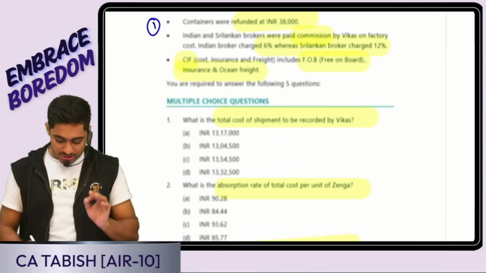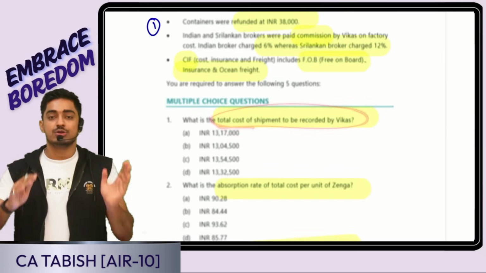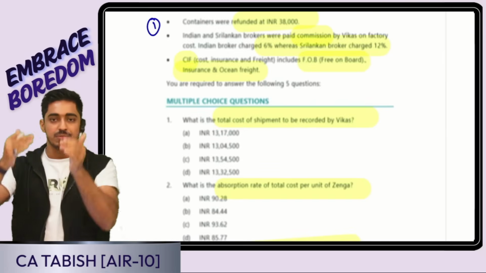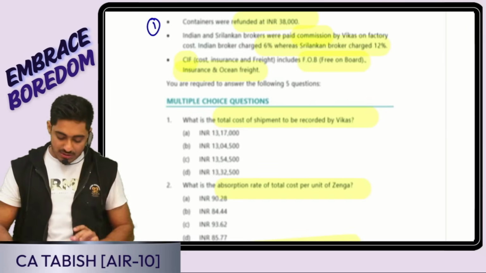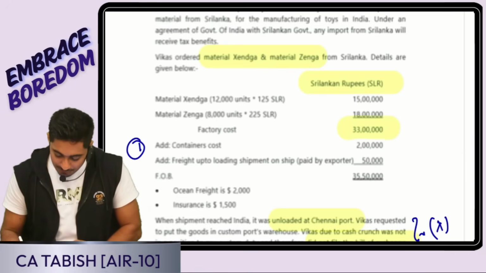Okay, what is the first question? What is the total cost of the shipment? Total cost I want. Basically, all my costs I will add. Yes or no? Simply, we will do it slowly. First, tell me the factory cost.